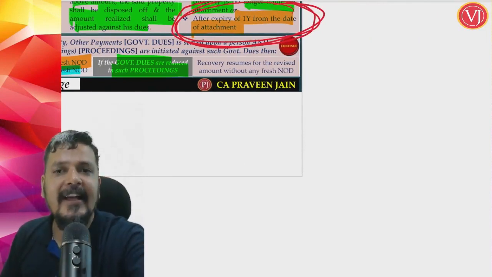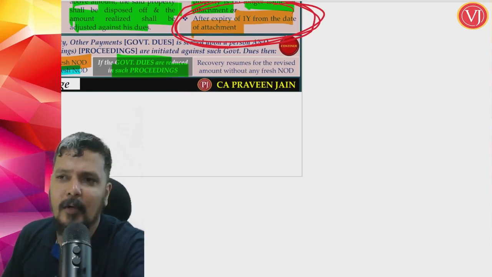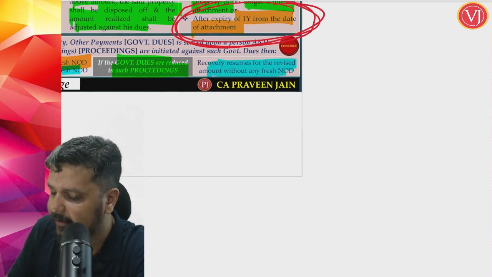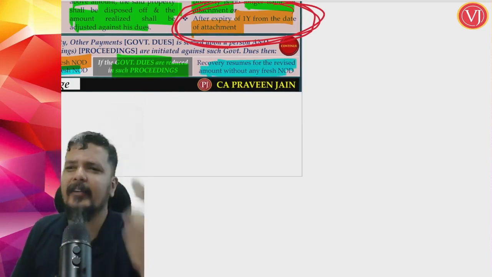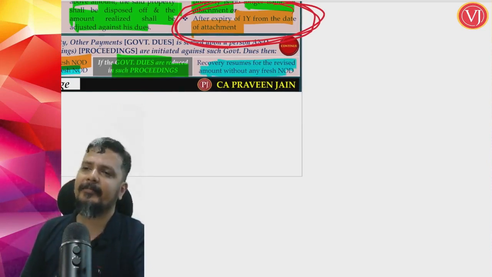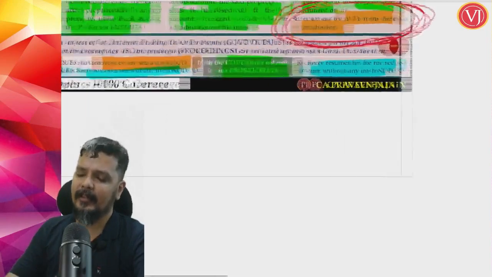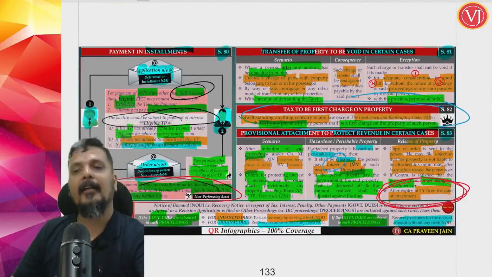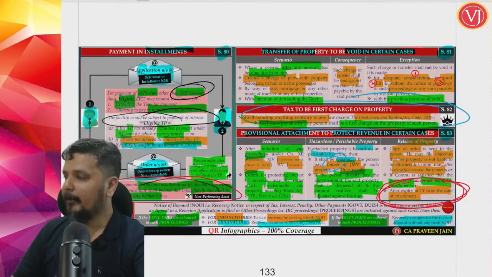If the government dues are decreased, 5 crores is now made 1 crore, now recovery can happen only of 1 crore. That too without any notice. Direct recovery. So that is section 84. So that is all and all about your demand, the first part, and recovery, the second part.